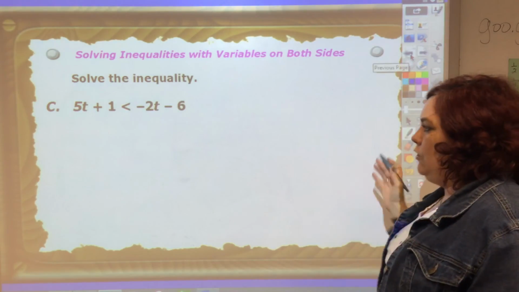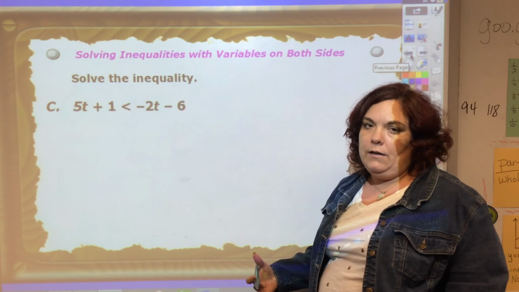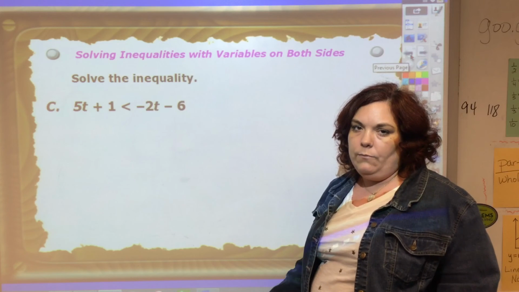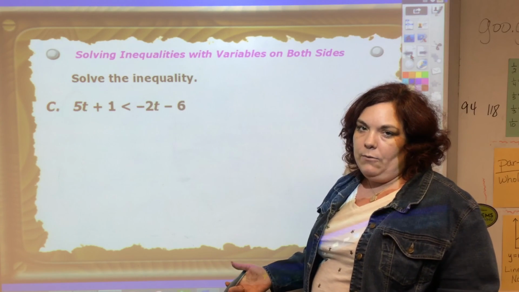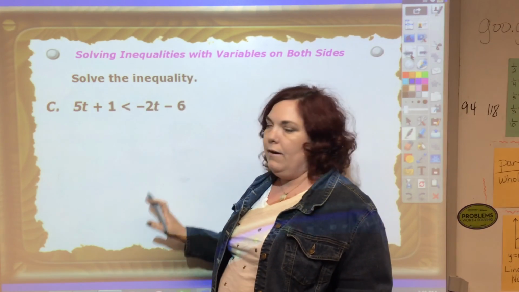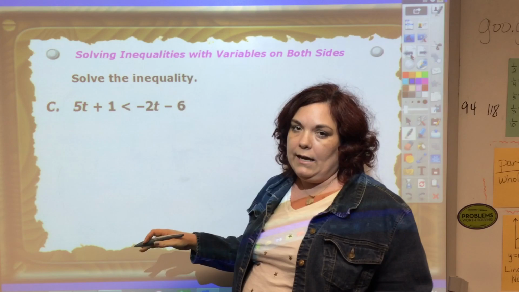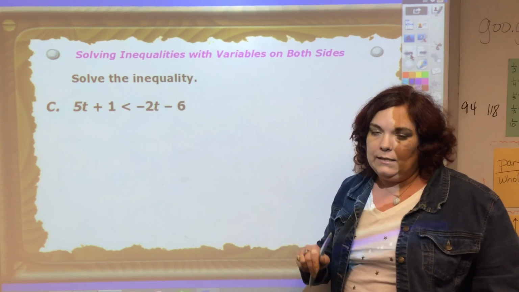So this shows you how to solve. It's the same as solving an equation with variables on both sides or a multi-step equation. It's just that you keep the inequality, and whenever you're putting your answer back in to check, you use a number that's greater than or less than as it states in the solution.